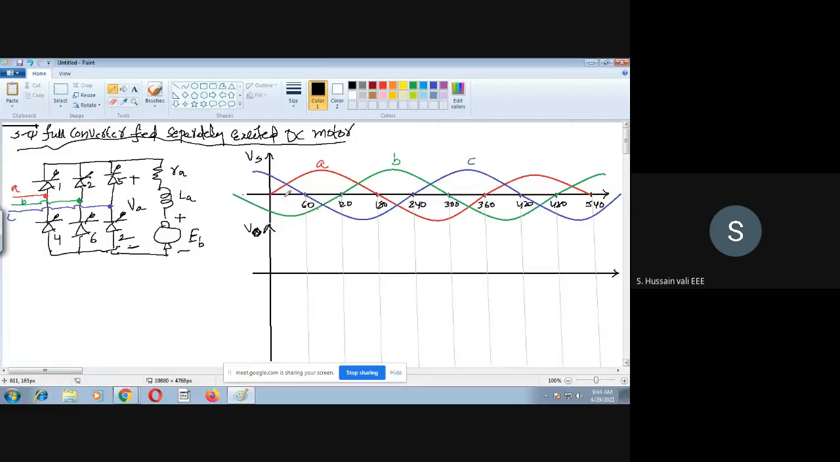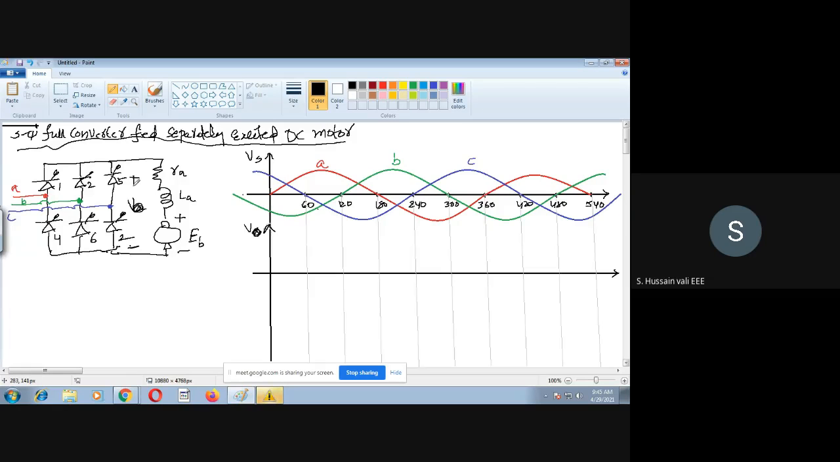You have six thyristors here. Total six thyristors are there, numbered 1, 2, 3, 4, 5, 6. And you have this separately excited DC motor, with Ra, La, and the EMF here is Eb. So now we will draw the output voltage here, V naught. Or VA, but A is already used, so V naught.